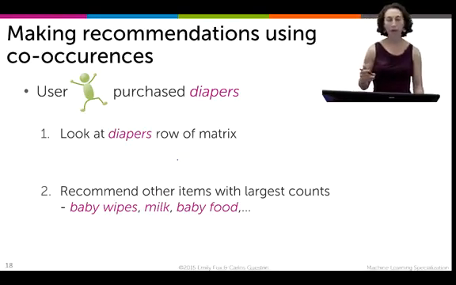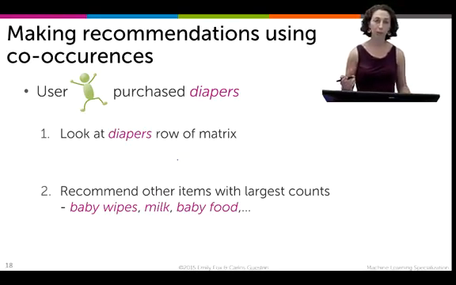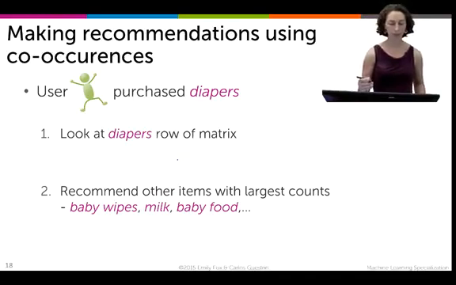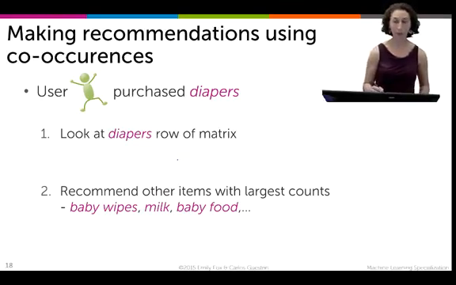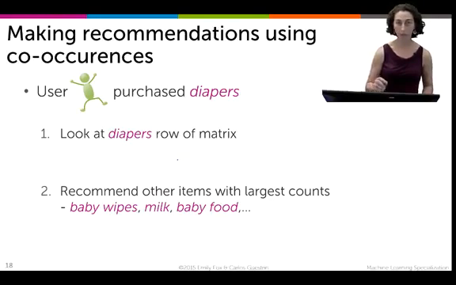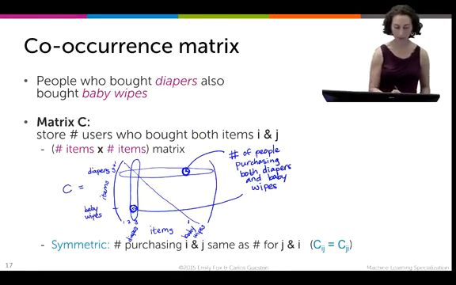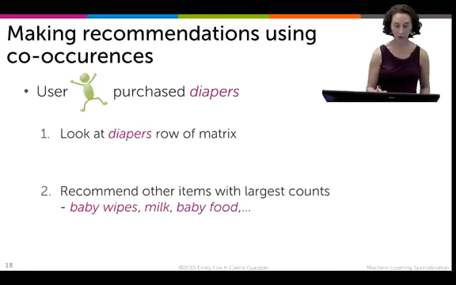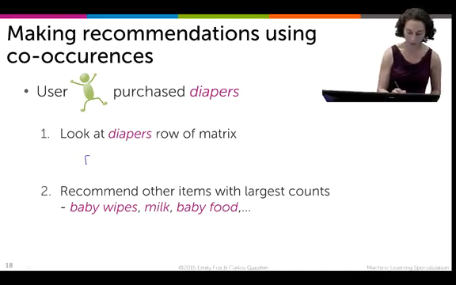Okay, but now let's talk about how we're going to use this co-occurrence matrix in order to make recommendations. And it's really, really straightforward. So let's say that a user has just purchased diapers and I want to make some recommendation for them. Well, what I'm going to do is I'm going to look at the diapers row of this matrix. So if we go back to that C matrix here, I'm going to grab out this diapers row and I'm just going to draw that row here.